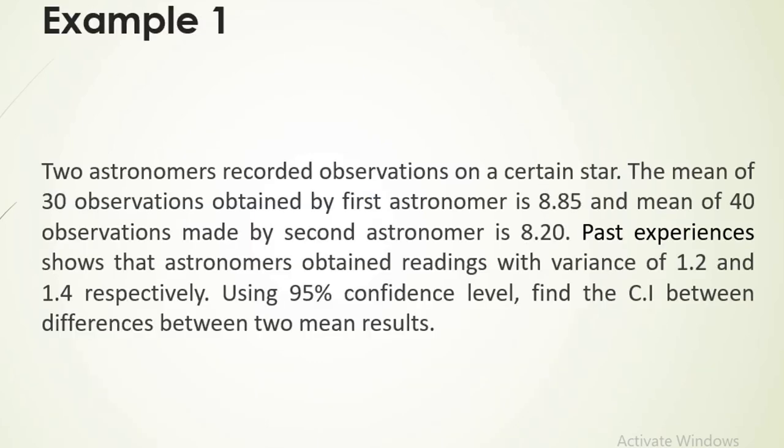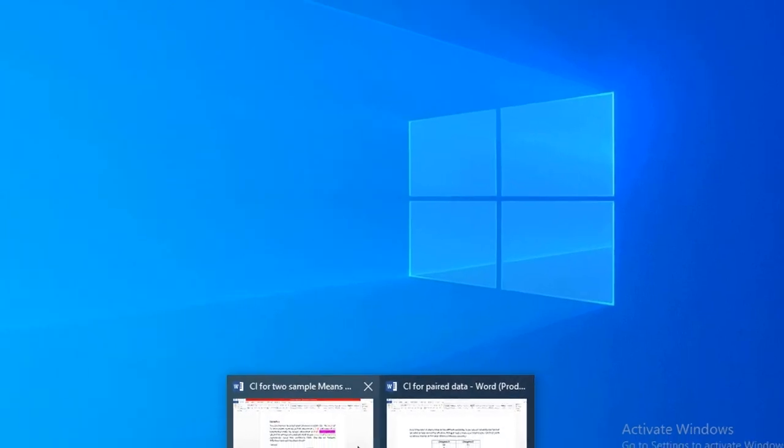Into our example 1: two astronomers recorded observations on a certain star. The mean of 30 observations obtained by the first astronomer is 8.85, and the mean of 40 observations made by the second astronomer is 8.20. Past experience shows that the astronomers obtain readings with variances of 1.2 and 1.4 respectively. Using a 95% confidence level, we find the confidence interval for the difference between the two population means. So I am taking you to my whiteboard.